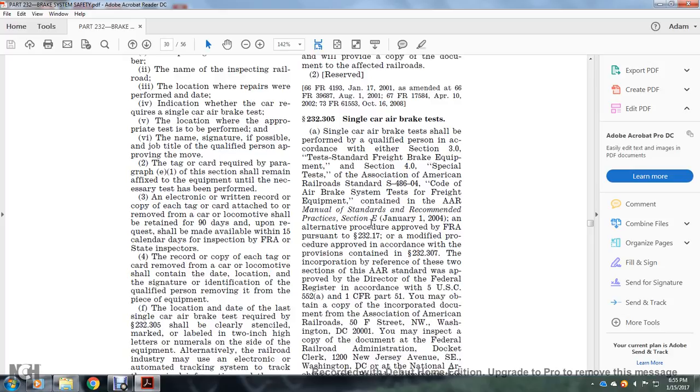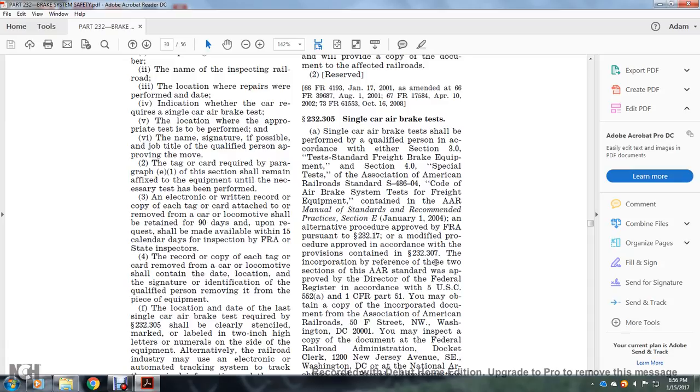2. Reserved. Section 232.305, single car air brake test. The single car air brake test shall be performed by a qualified person in accordance with either Section 3.0 of the testing of standard freight brake equipment and Section 4.0 Special Testing of the Association of American Railroads Standard S-486-04, Code of Air Brake System Tests for Freight Equipment, contained in the AAR Manual of Standards and Recommended Practices, Section E, January 1st, 2004, an alternative procedure approved by the FRA pursuant to Section 232.17, or a modified procedure approved in accordance with the provisions contained in Section 232.307.